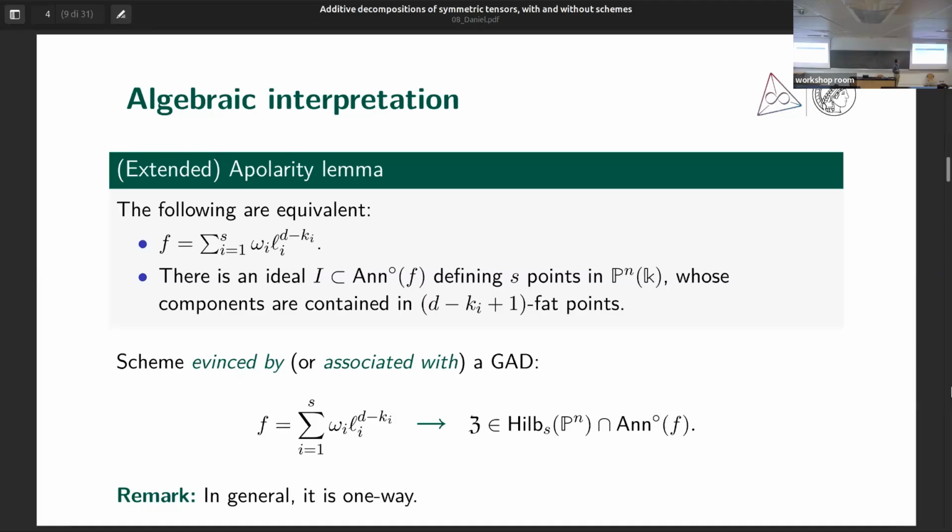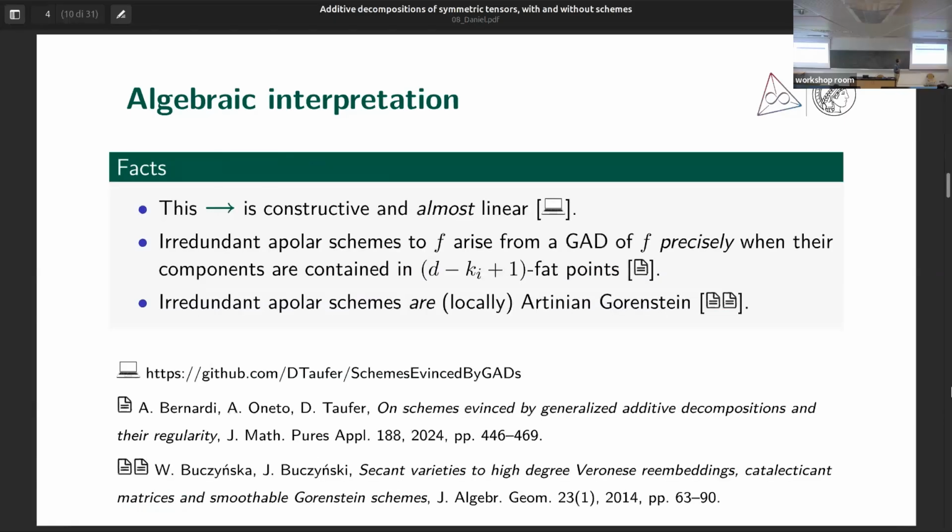What I want to stress here is a little bit annoying, but it's a personal battle of mine: this is a one-way construction. If you give me a generalized decomposition, I can cook up, and in fact your computer can as well, the scheme corresponding to the polynomials defining the ideal of the scheme. But if you give me the scheme, in general, I cannot tell you from which GAD this comes from. So this is generically a one-way construction, and this construction is very effective.